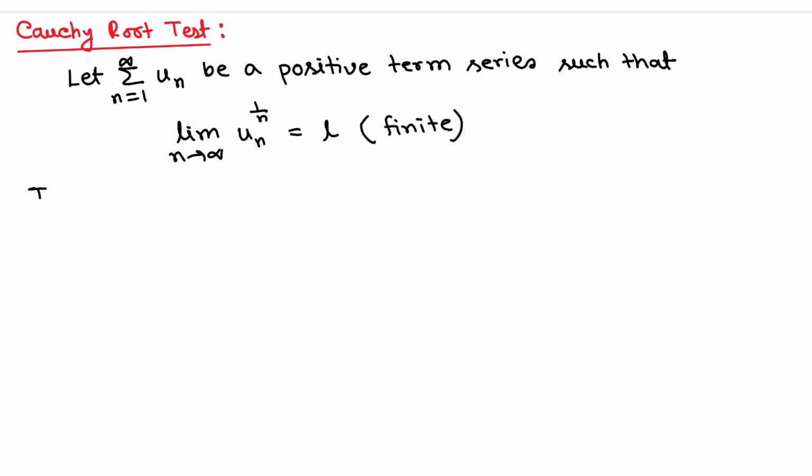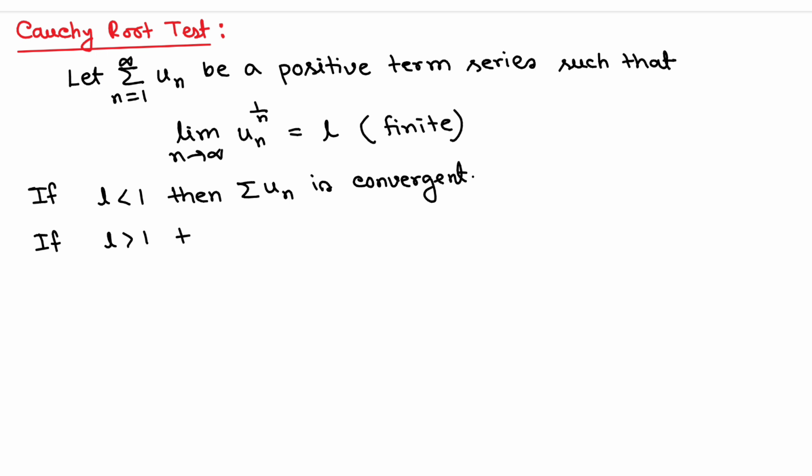Now if L is less than 1, then summation un is convergent. If L is greater than 1, then summation un is divergent. Okay, and number 3, if L is equal to 1, test fails.